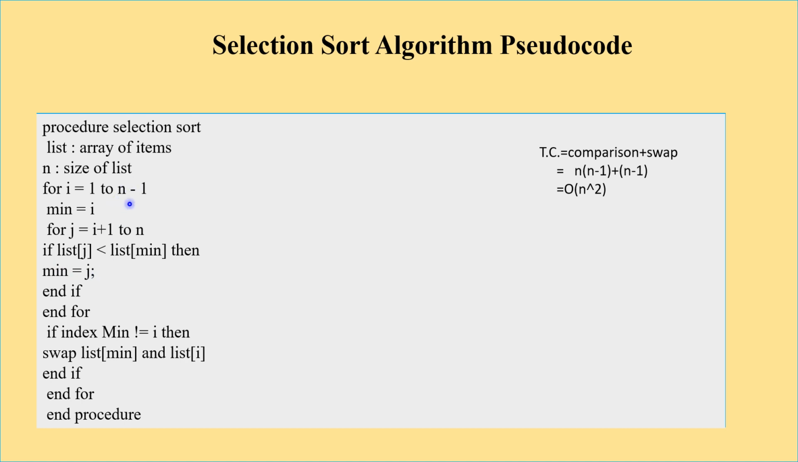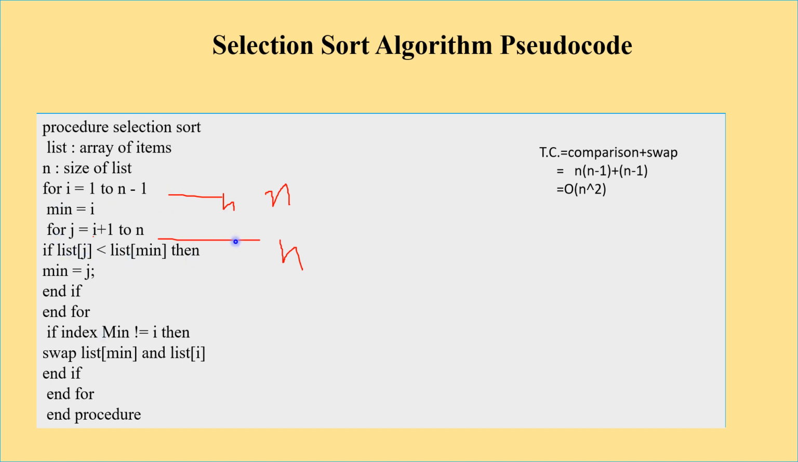So we are able to see there are two for loops. As we know, the first for loop starts from 1 and goes to n minus 1, so we can say it will go up to n times. Now another for loop is also starting from i plus 1 to n, so it will also go up to n times.